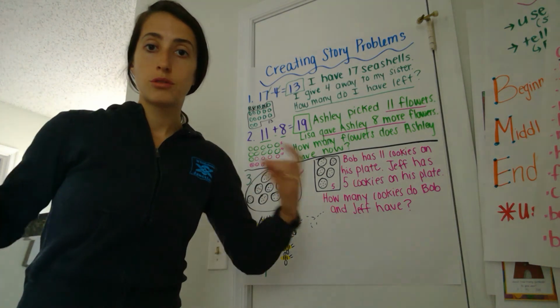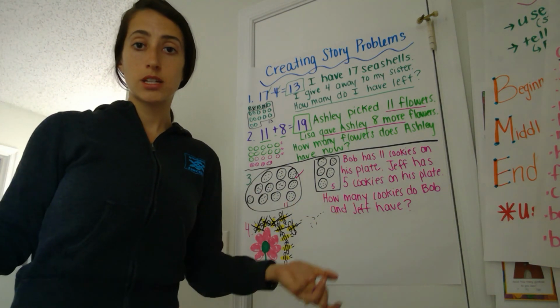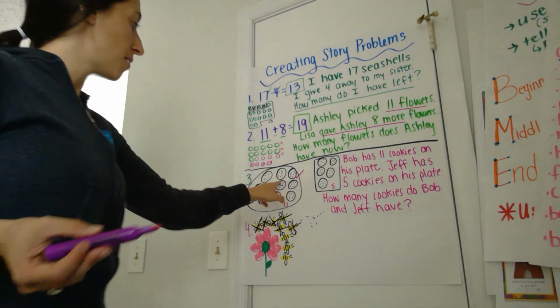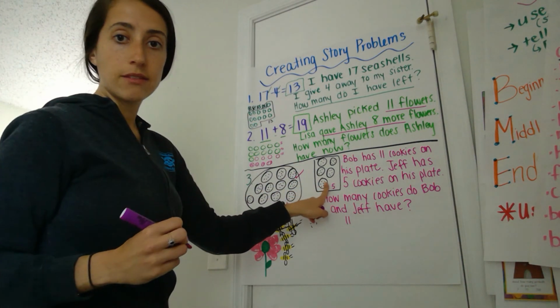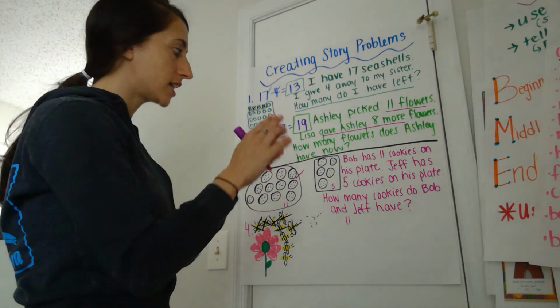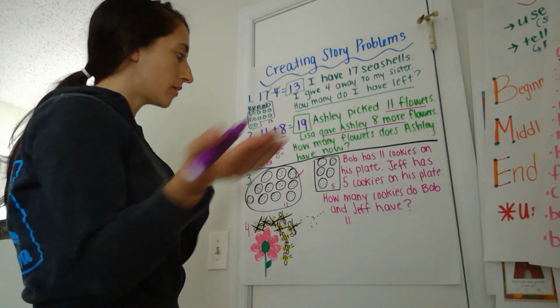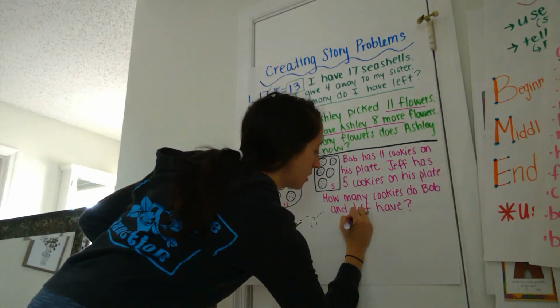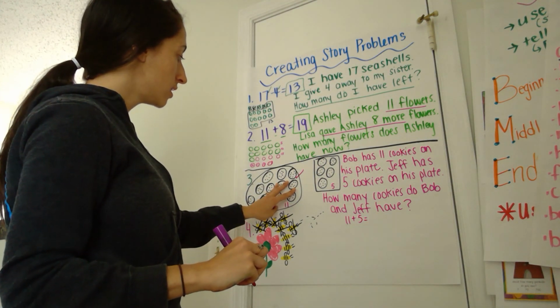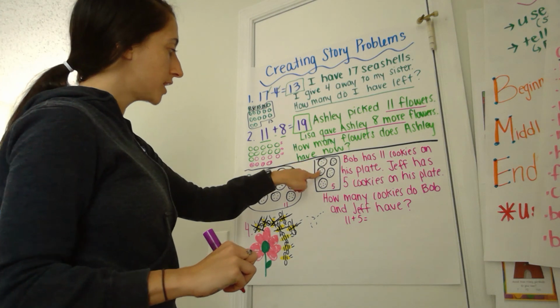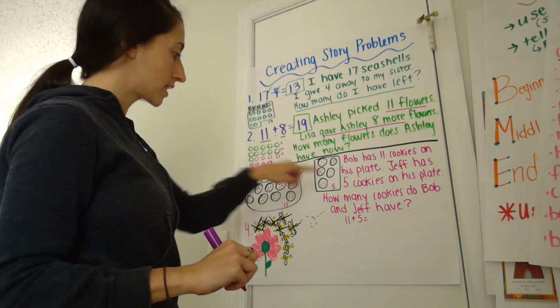Now we got to do our number sentence to make sure it makes sense. So I have my part, 11. What am I doing? I'm adding 5 because I want to find out how many they have together. So I'm adding Bob and Jeff's together, 11 plus 5. And what does that equal? 11, 12, 13, 14, 15, 16.